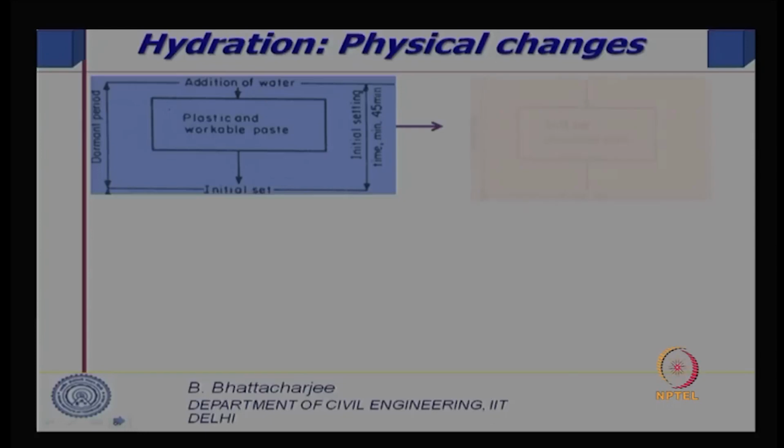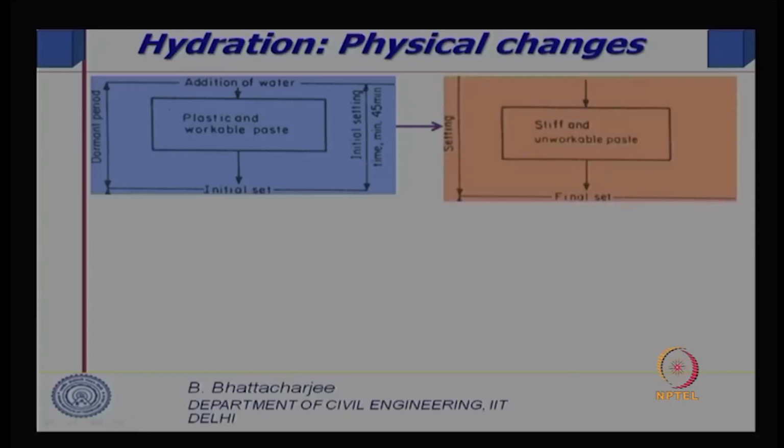Followed from this is the stiff and unworkable paste, that means it has become now fully solid. So, it is stiff and unworkable paste, and that corresponds to final set. As I was saying, now it has got a definite shape and a volume, and therefore, that is final set.